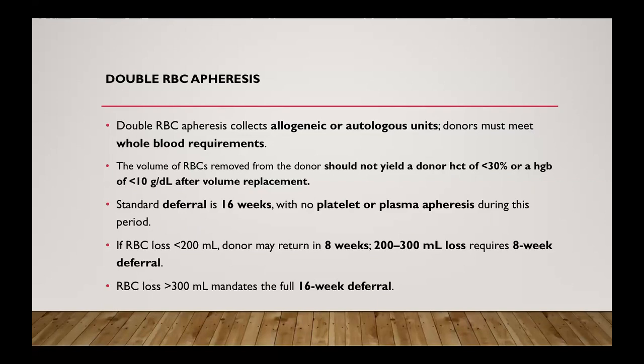So when you collect blood, make sure that you don't leave the donor with less than 30% hematocrit, which means less than 10 grams per deciliter of hemoglobin. And this should be checked after volume replacement, which usually takes between 2 and 3 days.